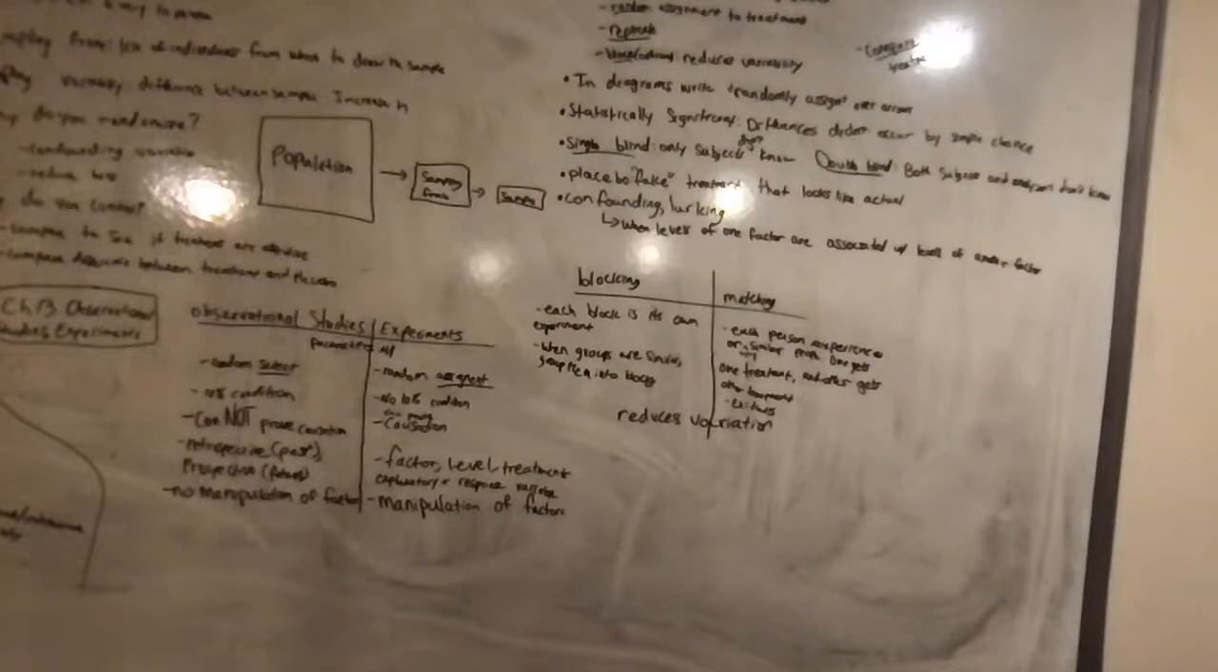And random assignment to treatments is to reduce possible confounding variables. And replicate, so you don't just do the experiment once, you do it multiple times in case something happened during the experiment. And blocking reduces variability, and we'll talk about it more. And you want to compare across the treatments.